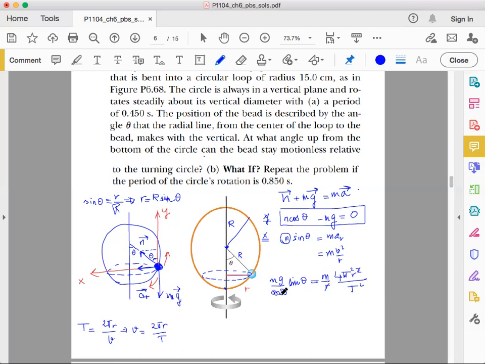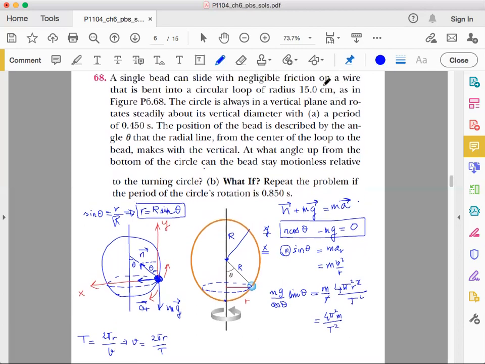So we end up with mg sine theta divided by cosine theta equals m times 4 pi squared over T squared multiplied by r. But don't forget that r is nothing else than capital R multiplied by sine theta, where capital R is known. It's actually equal to 15 centimeters, the radius of the circular loop. So we just substitute r with capital R sine theta.